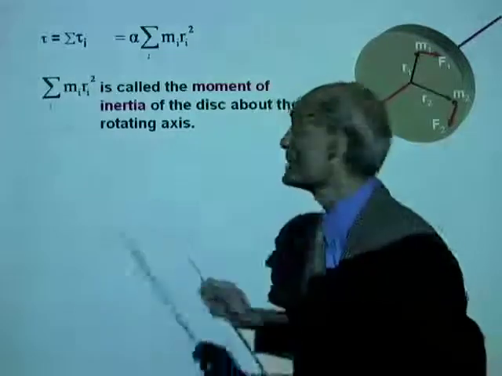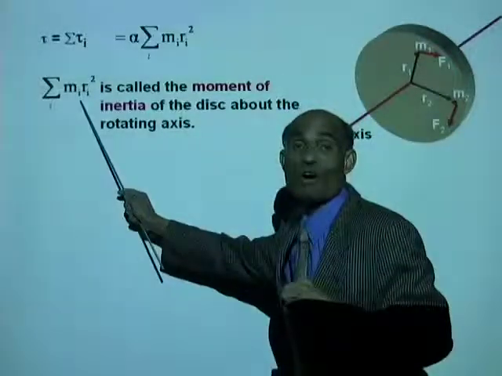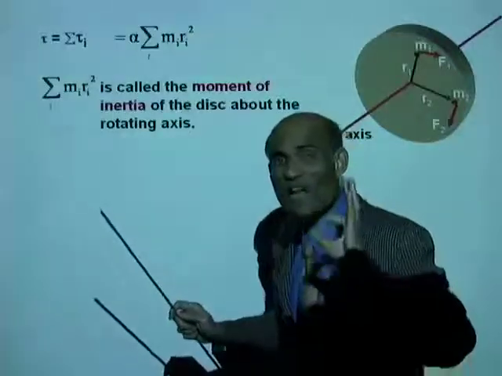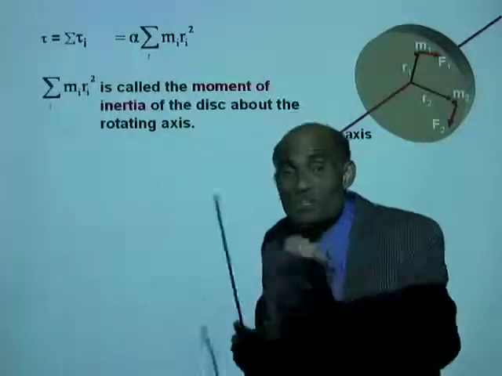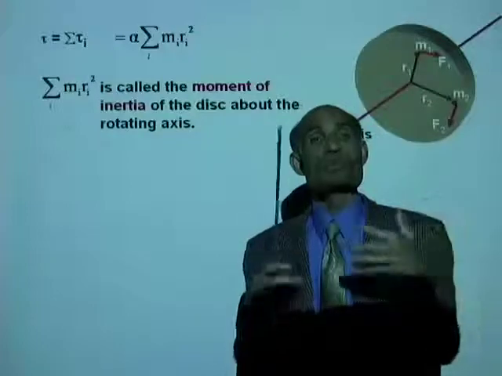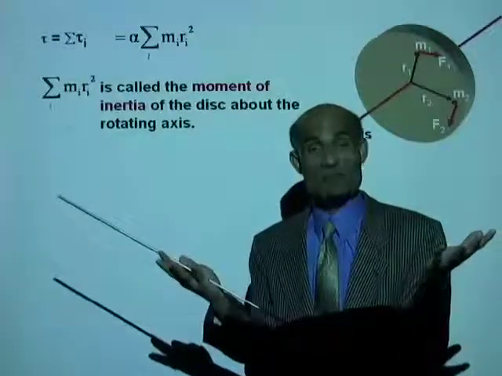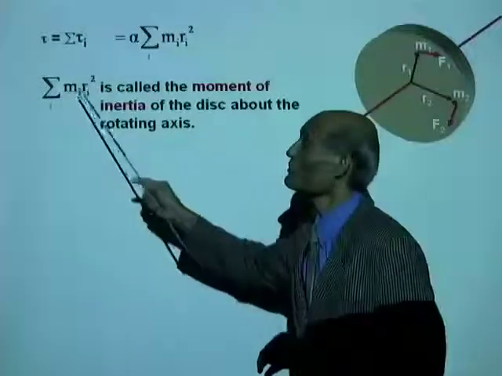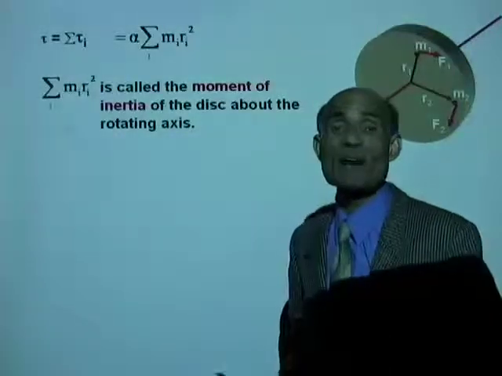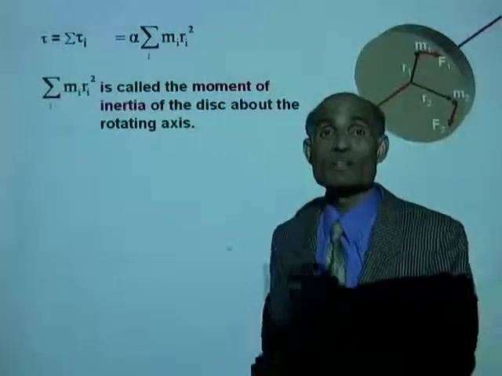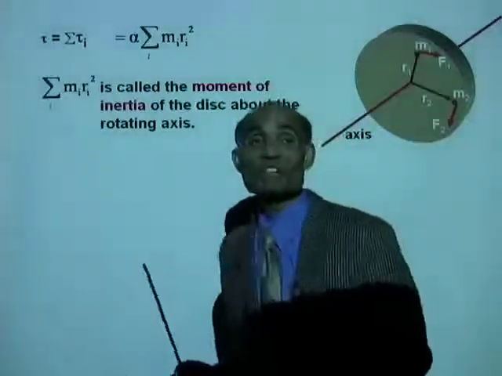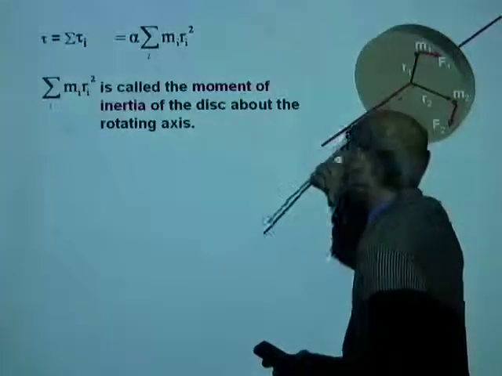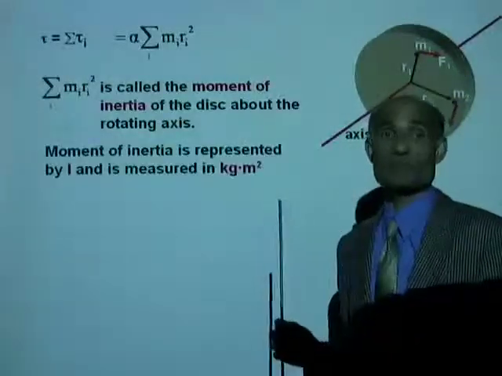You see, the moment of inertia of an object is defined about an axis. If you change the axis, the moment of inertia will change. Well, I will show that in a minute. So what is summation mi ri squared called? It is called the moment of inertia of the disk about the axis of rotation.